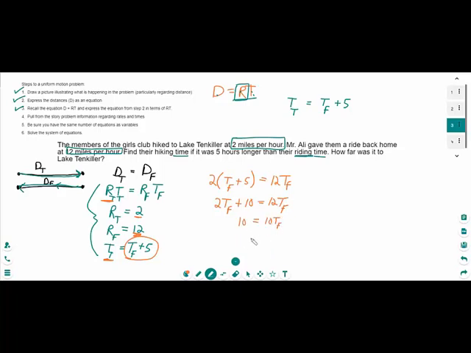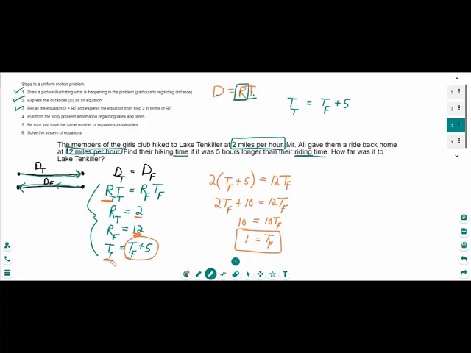Divide both sides by 10, and I'm going to end up with 1 is equal to t sub f. So the time from the lake is equal to 1 hour. Okay? And what do they want to know? They want to know, find their hiking time. And the hiking time was the time to the lake, right? So the time from the lake was 1 hour. That's not what we want. We want the time to the lake because that was the hiking time.